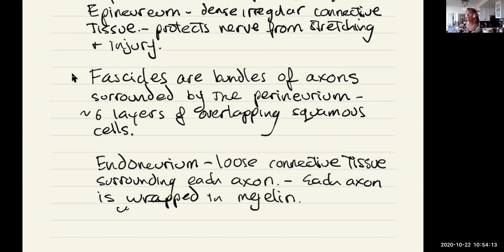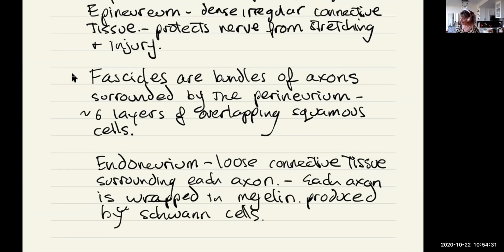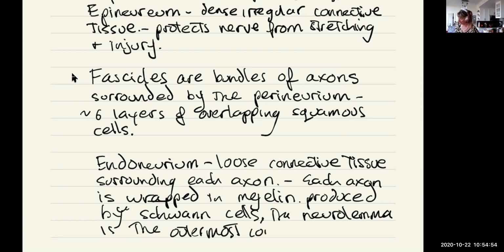So in the peripheral nervous system, which is what we're talking about right now, that myelin is produced by Schwann cells. And the outer layer of the Schwann cell is called the neurolemma. So the neurolemma is the outermost coil of the Schwann cell.